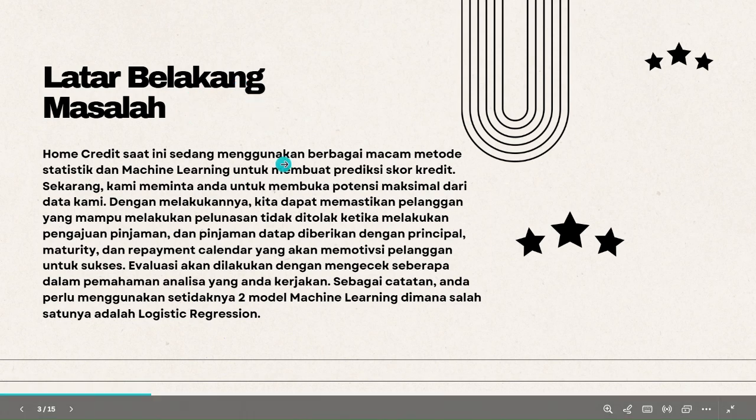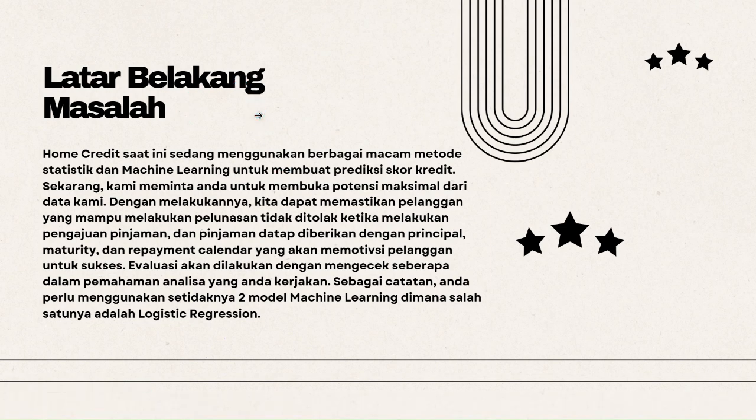So this would be the background for the presentation. Home Credit currently uses a variety of statistical and machine learning methods to predict credit scores. Now they are asking me to unlock the full potential of their data. By doing so, they can ensure that customers with repayment capacity are not rejected when applying for loans, and that loans are provided with principal, maturity, and repayment calendars that motivate customers to succeed.